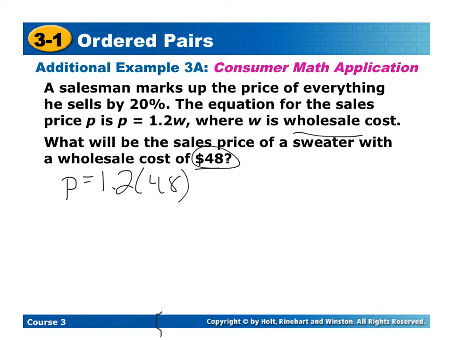So now when I do 1.2 times 48, I get 57.6. And since we're talking money, I'm just going to make that into 57.60. So the sale price he would charge would be $57.60.